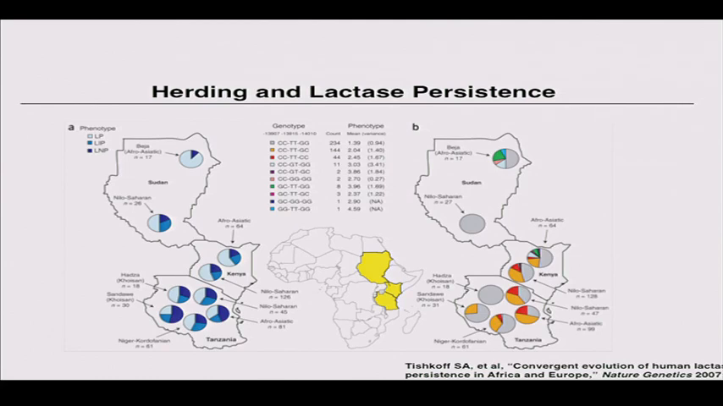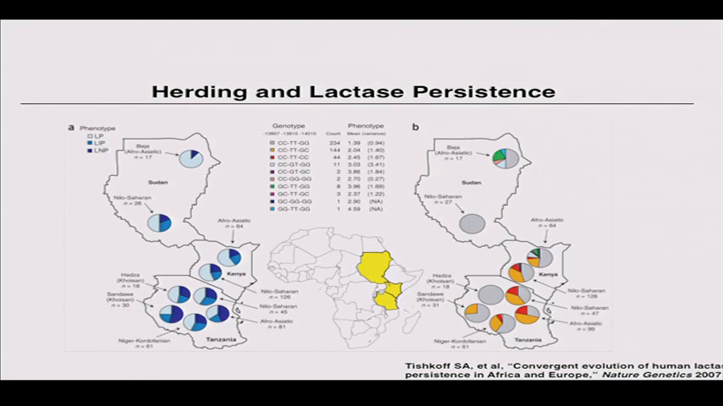The LP indicates lactase persistence, the LIP indicates lactase intermediate persistence, and the LNP indicates lactase non-persistence. So you can look at the persistence of lactase, the phenotype, on the left. This is the relevant part of Africa. It's probably faint, the Africa map. These are the countries, Sudan, Kenya, and Tanzania.